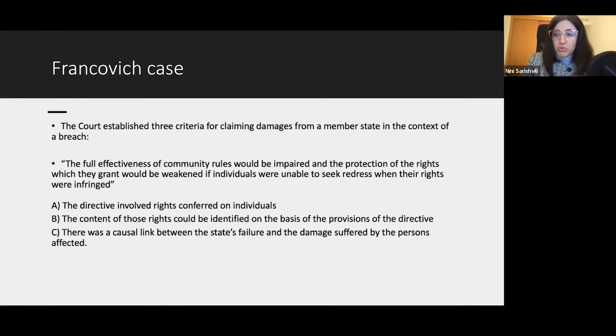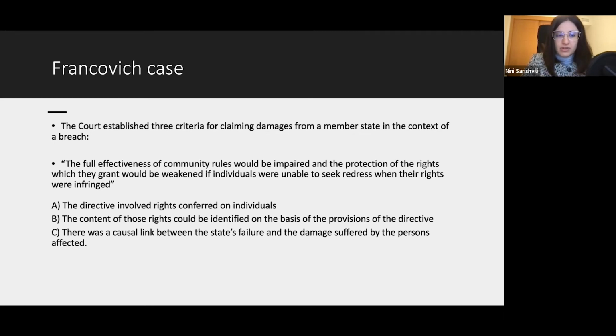It is very important, if you are going to answer the problem question of this, that you know the key case, which is Francovich. Francovich is the key case for state liability. You need to mention it in your answer. Here, the court established criteria for claiming damages from a member state in the context of a breach. So if a member state breaches EU law, the Francovich criteria have to be applied in order to claim state liability.